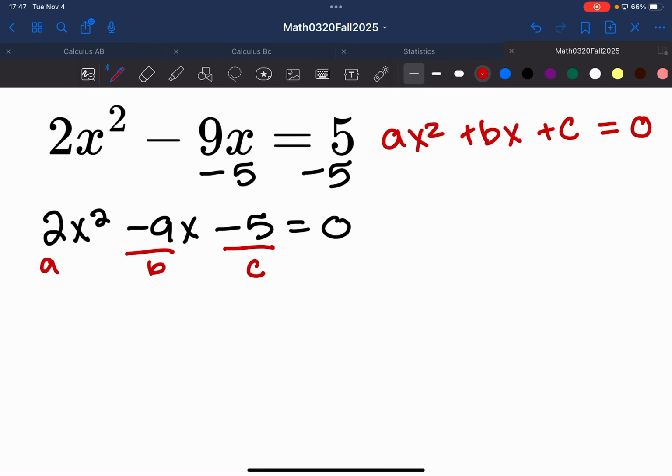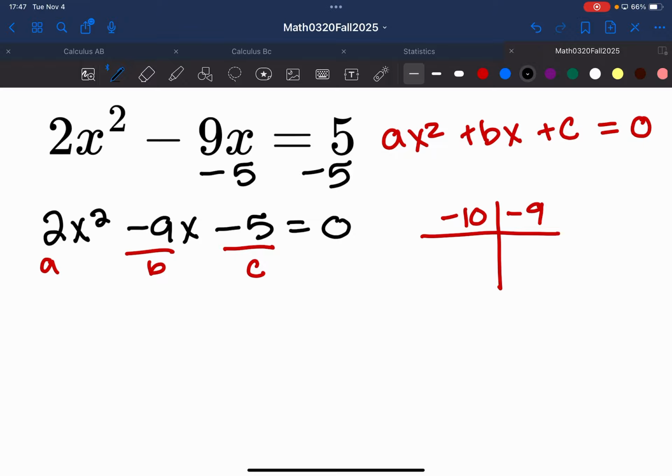Okay, so from here, I'm going to take a times c, and what do I get when I do that? A times c. Negative 10, and then I'm finding two numbers that multiply to negative 10 but add to what number? B, which is negative 9. Good. Negative 10 and 1.